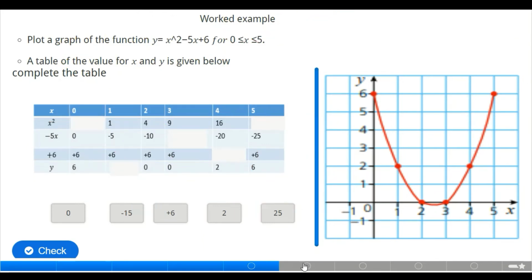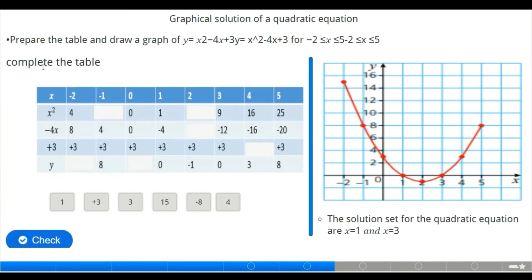So next one, we're going to be doing the activities by putting the appropriate value in the table. So let's look at this. We have to prepare the table and draw a graph of y equals to x raised to power 2 minus 4x plus 3. That's the y. Okay. Now the next one also is what?